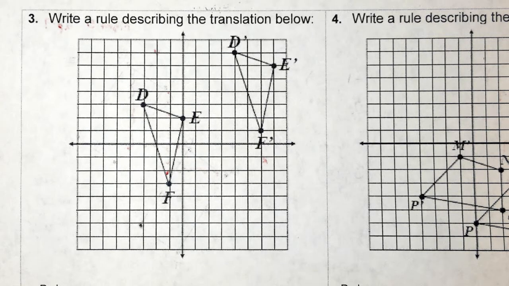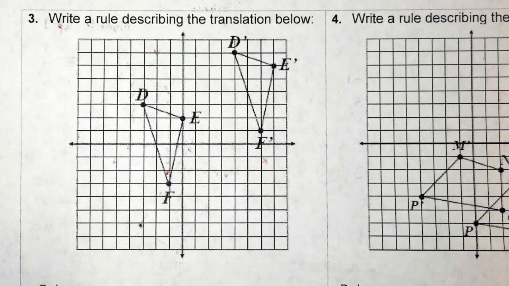You need me to ask the question again? Okay. The one on the left is the pre-image. I see the prime mark. That's why it's important for you to do the prime marking when you do yours, so you'll know. So the one on the left is the pre-image. That's the one we're starting with. The final image is the one on the right with the notations. We got to figure out how they got there, and that's when we can write a translation rule.